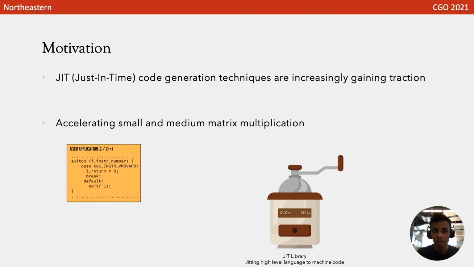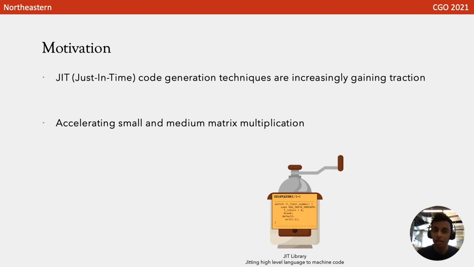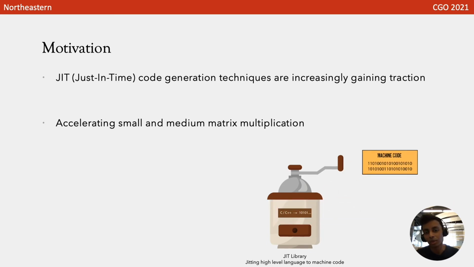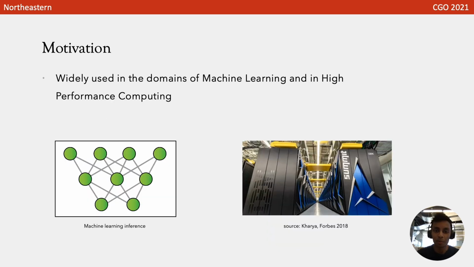So then the just-in-time compiler reads in the high-level constructs and transforms it into machine code. And the machine code can be directly executed on the CPU. JIT-based GEMM solutions are widely deployed in machine learning inference and also in scientific simulations in high-performance computing environments.